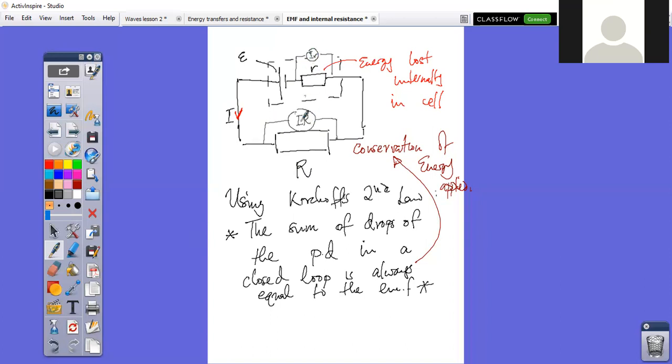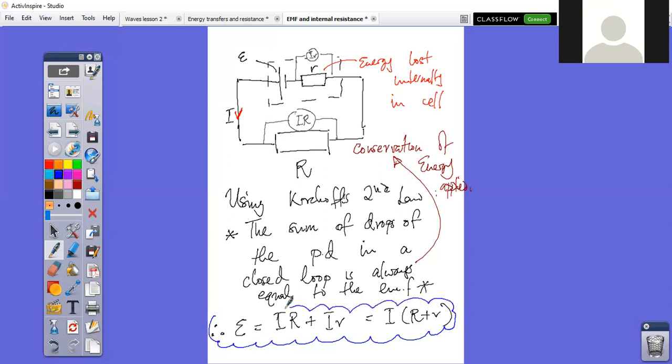Now these potential difference drops must equal the EMF. So I can rewrite this and say that E is equal to IR plus Ir. And we can rewrite this and say, we can take the I out and write R plus r. Are you okay with that? So this is our first formula that can come in handy when we're doing calculations involving internal resistance and EMF. Let's look at this a little bit and expound on what this all means in slightly different language.